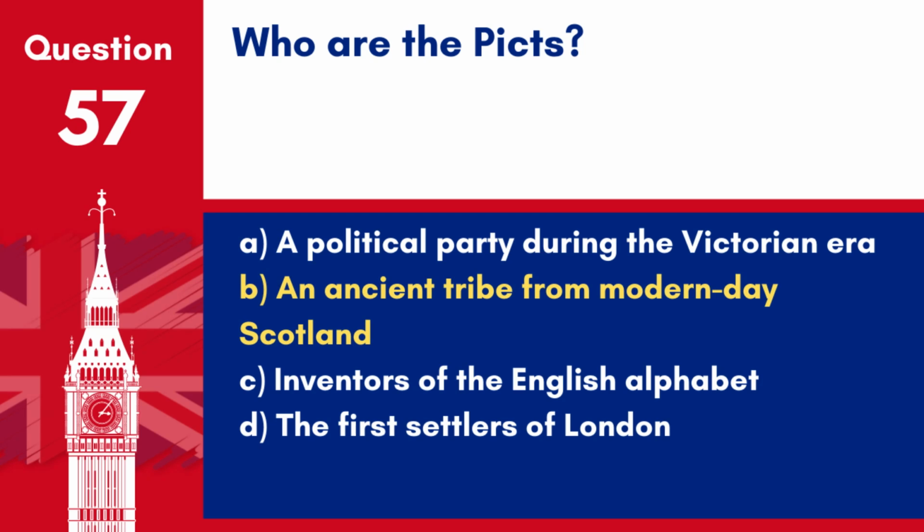Answer: B. An ancient tribe from modern-day Scotland. The Picts were a group of ancient Celtic people who lived in what is now Scotland during the late Iron Age and early medieval periods.